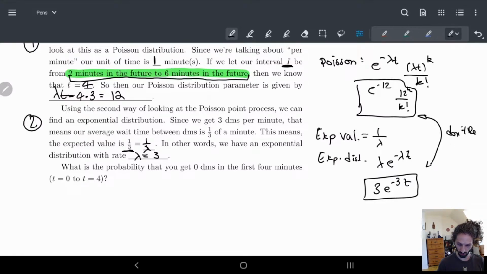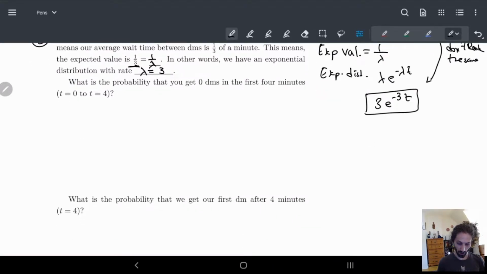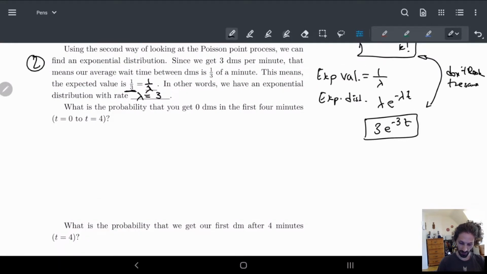Don't look the same. But I guess here technically I should use t's as my variable, but anyway. So first, let's ask one question. If I ask the question, let's try to figure out how to answer these questions. The first question is, what is the probability that you get 0 DMs in the first 4 minutes?